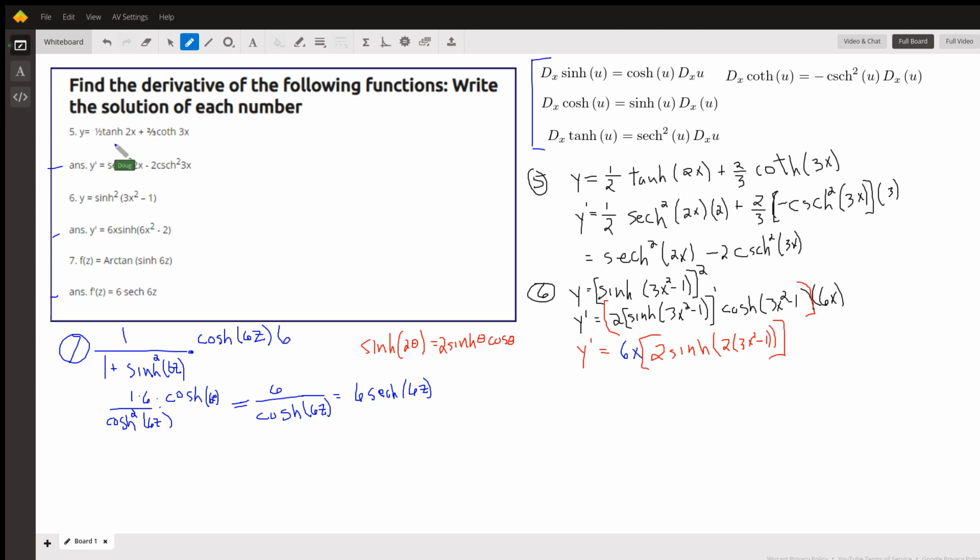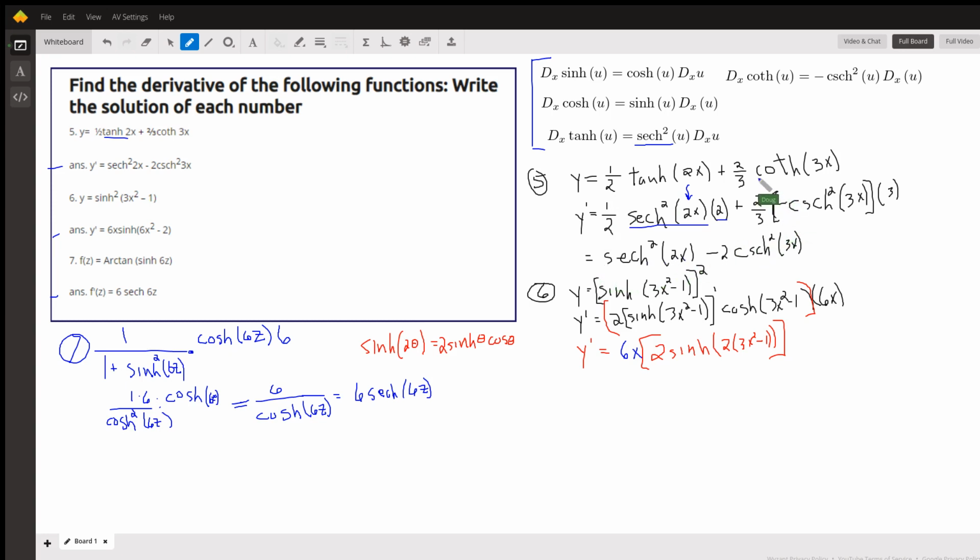So for number 5, we have 1/2 times the derivative of the hyperbolic tangent of 2x. The derivative of hyperbolic tangent of anything is secant squared of the anything, which is right here. And then we have to use the chain rule. The derivative of the inside is 2, and 2 times this 1/2 is 1. That's why we get this.